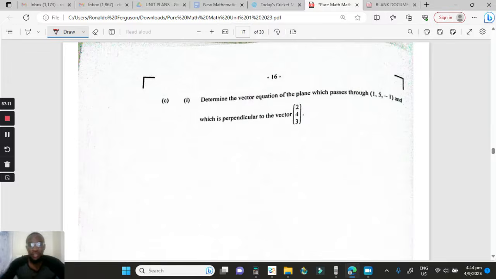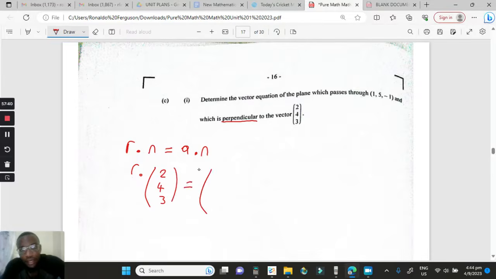Now it says determine the vector equation of the plane that passes through (1, 5, -1) and is perpendicular to (2, 4, 3). Always remember the vector equation of a plane: r dot n equals a dot n, where n is the normal to the plane, which is any line that's perpendicular to the plane, so (2, 4, 3), and a is any known point on the plane, (1, 5, -1).